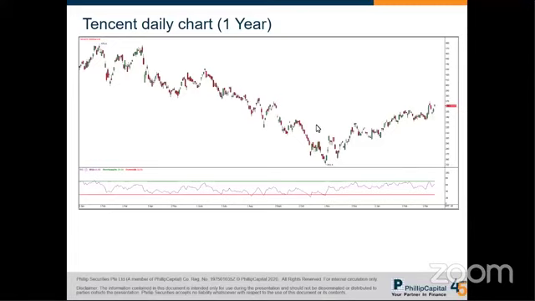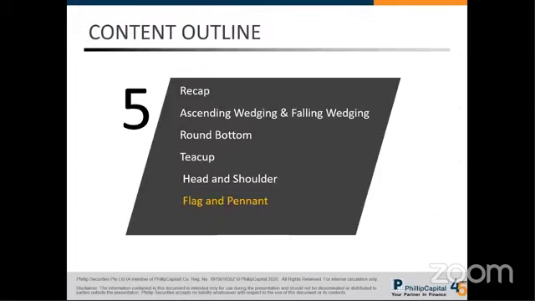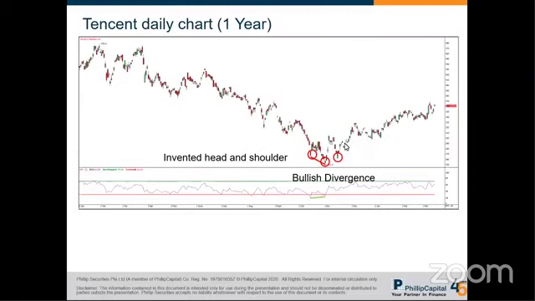Same thing as just now, we say inverted head and shoulders, for example Tencent. So shoulder, head, shoulder, an inverted head and shoulders. Then we also see there's a bullish divergence in the RSI. Subsequently, when they break this neckline level, it can continue the long-term upward trend.